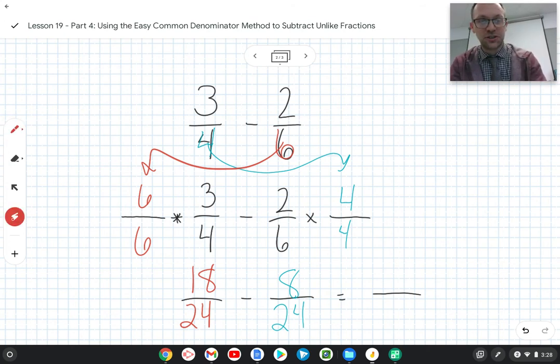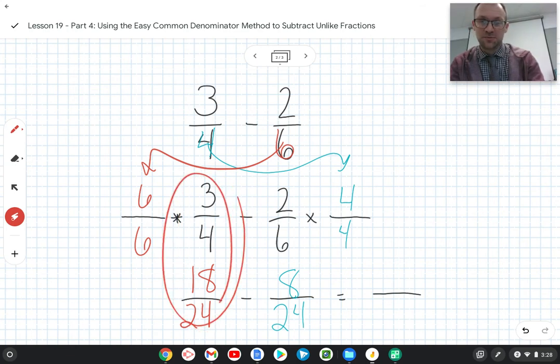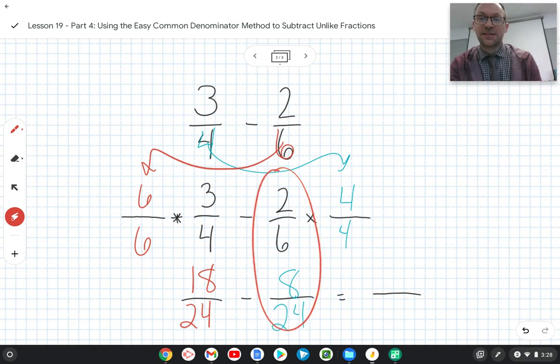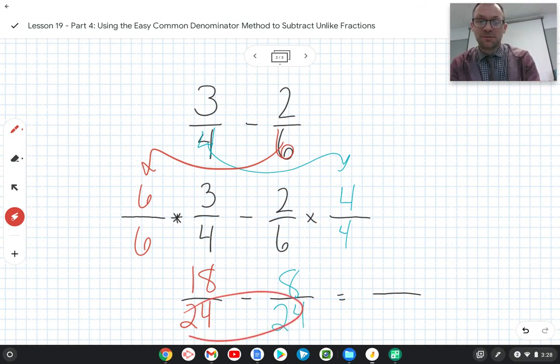The first important feature, they are equivalent to the fractions we began with. And the second important feature, they have the same denominator. And so now here comes the new step. We subtract. Ready?